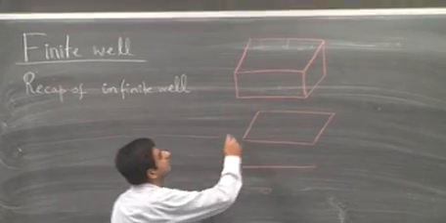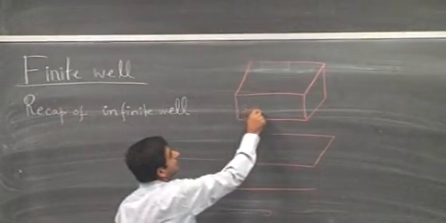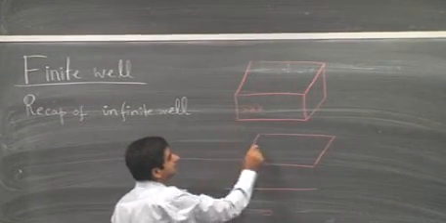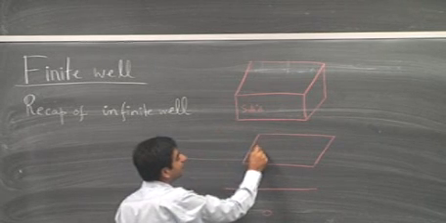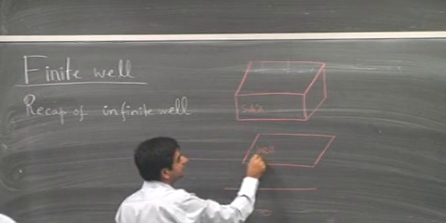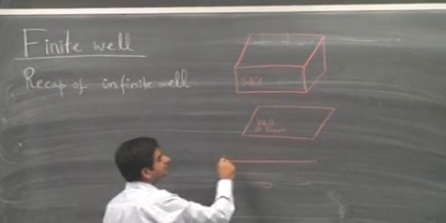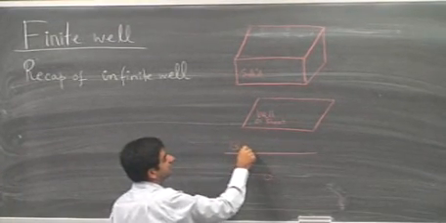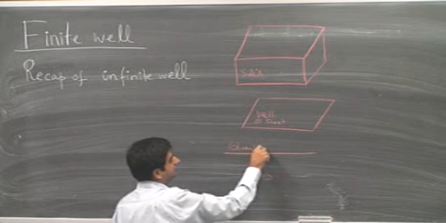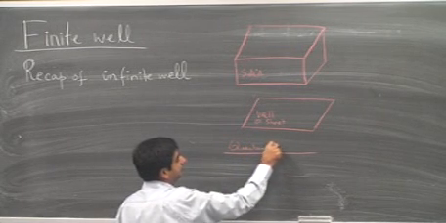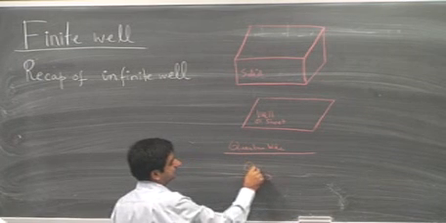So this is a solid. It's called a quantum well or a quantum sheet. This structure is called a quantum wire. And this is called a quantum dot.